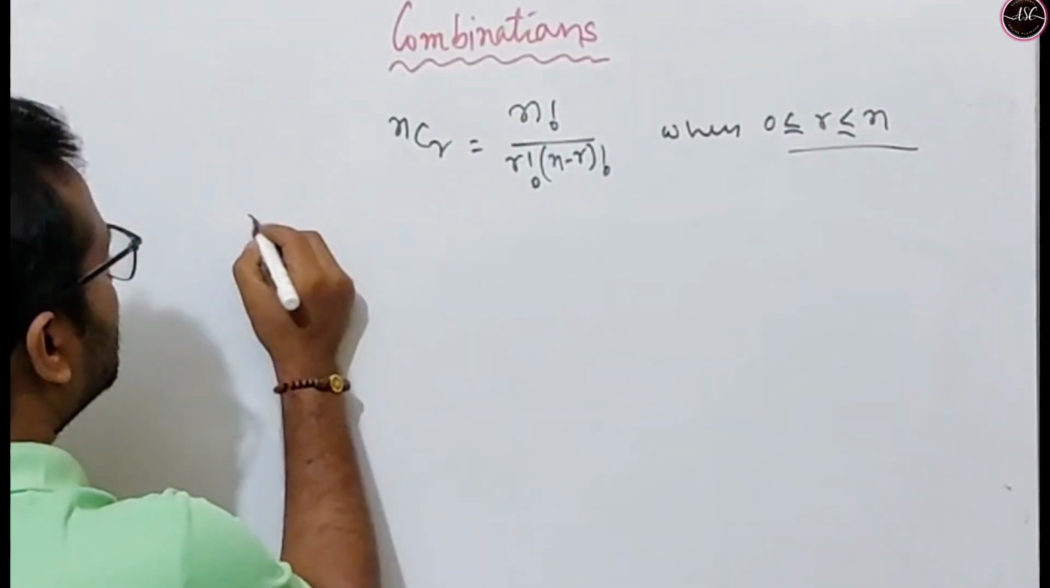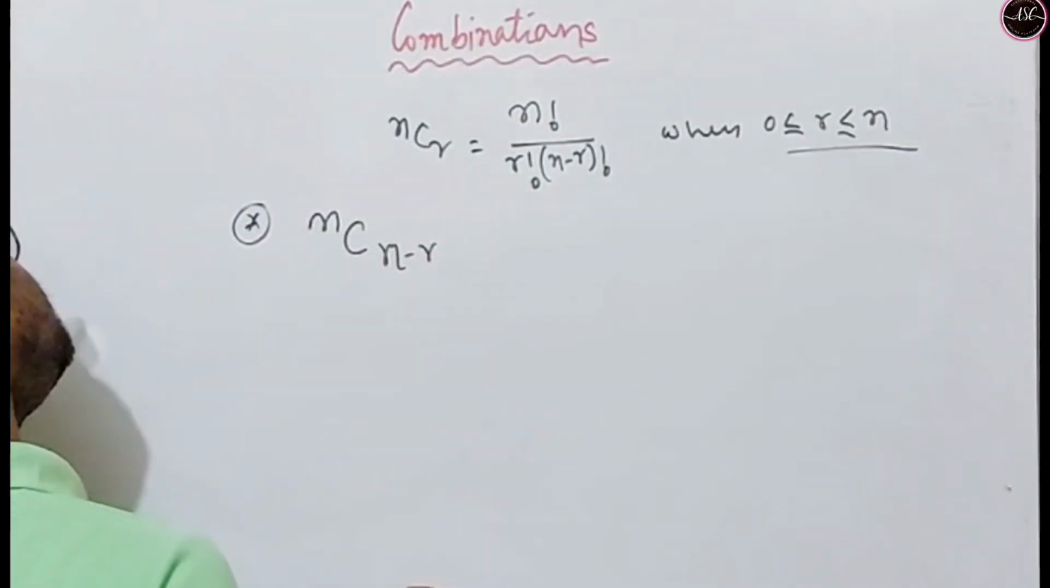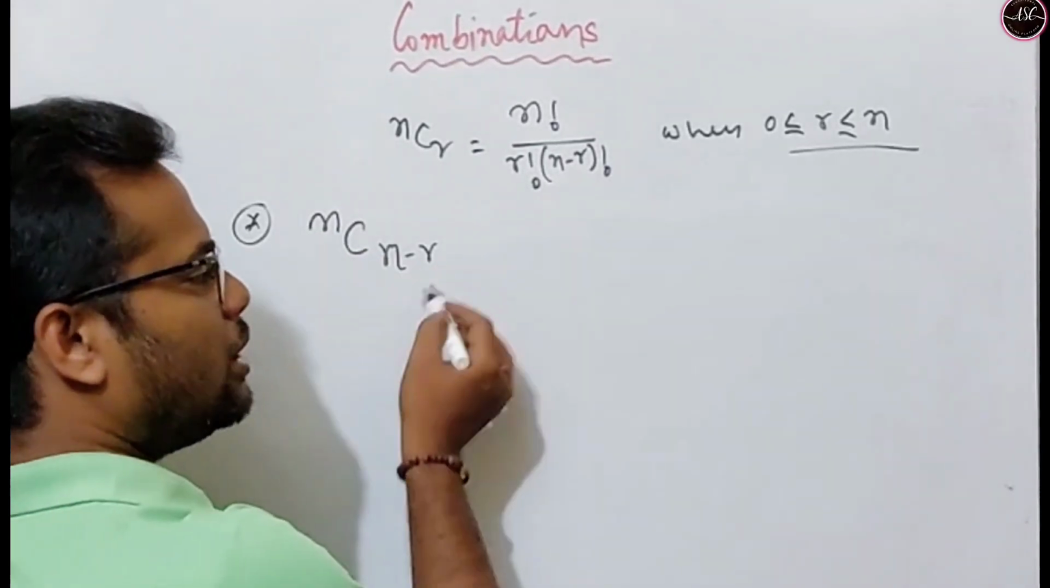Okay, if there is nC n minus r, what will be the value of this?